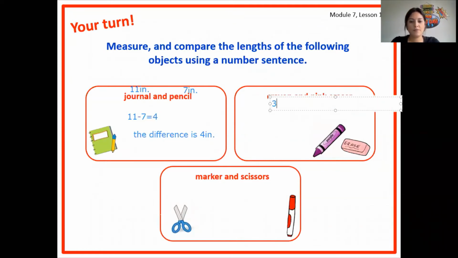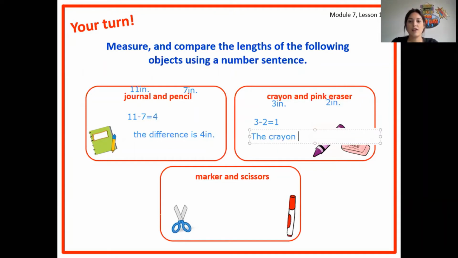So now we can compare. So again, this was super easy. What would be the number sentence? 3 minus 2 equals 1. So which one was longer, the crayon or the pink eraser? The crayon is 1 inch longer. There we go. The crayon is 1 inch longer.